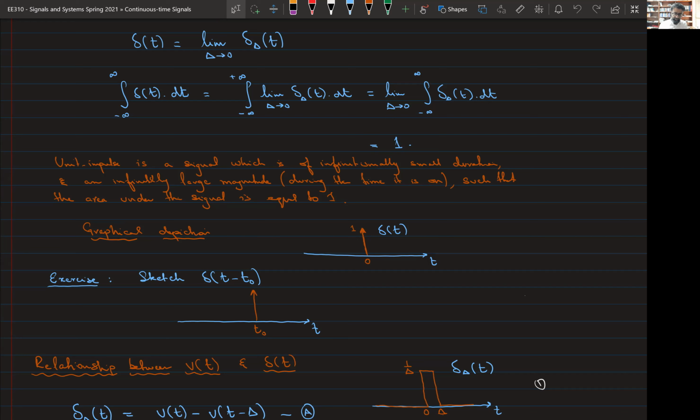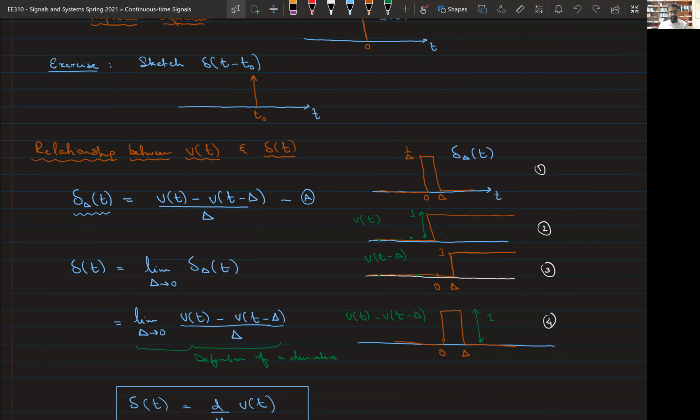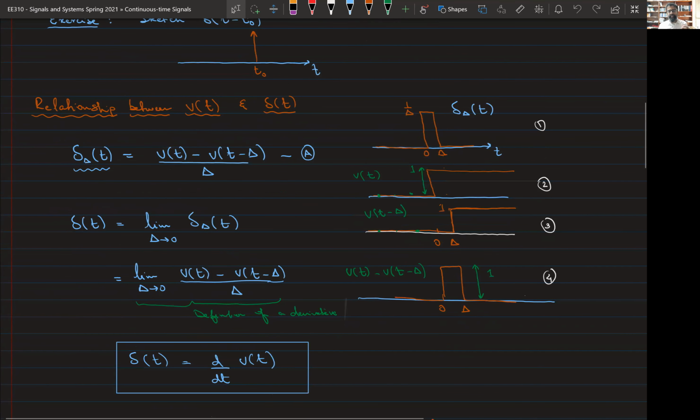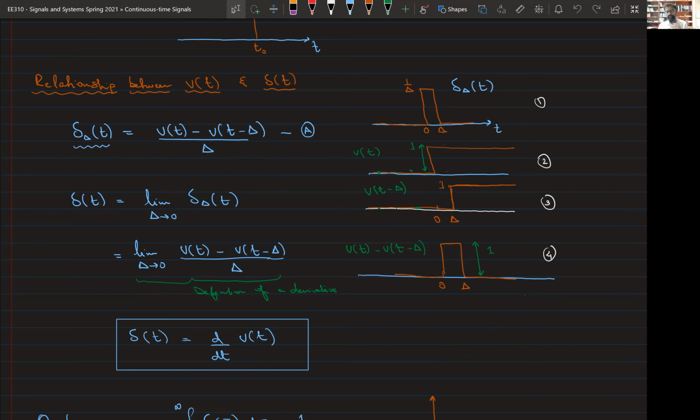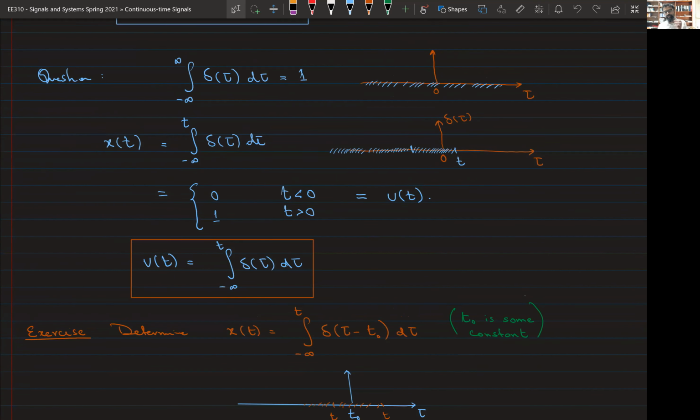Then we talked about the relationship between the unit step and the unit impulse. It turns out, as we analyzed, that the unit impulse is just the derivative of the unit step with respect to time. Conversely, if you were to define the unit step in terms of the unit impulse, u of t is simply the integral of delta from minus infinity all the way up to t. As we saw, this turns out to be equal to 1 only when t is greater than 0, and otherwise it's 0, which is just the definition of the unit step.